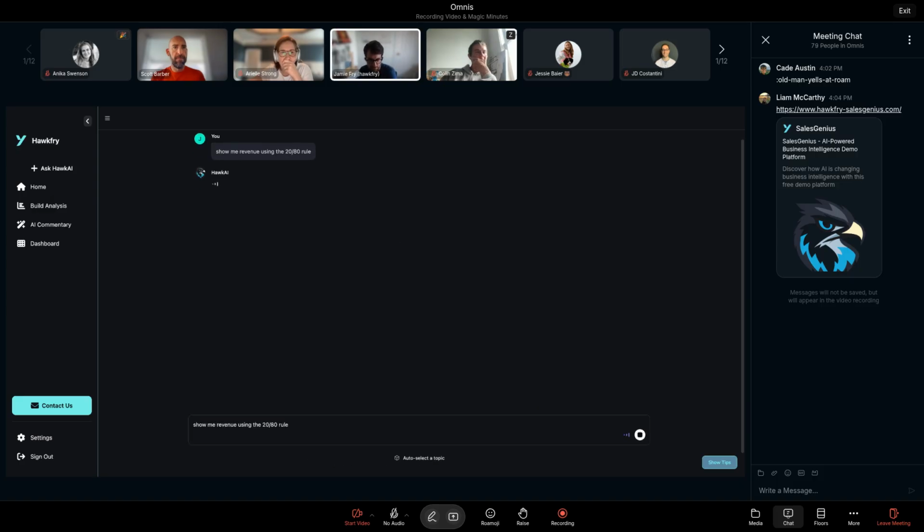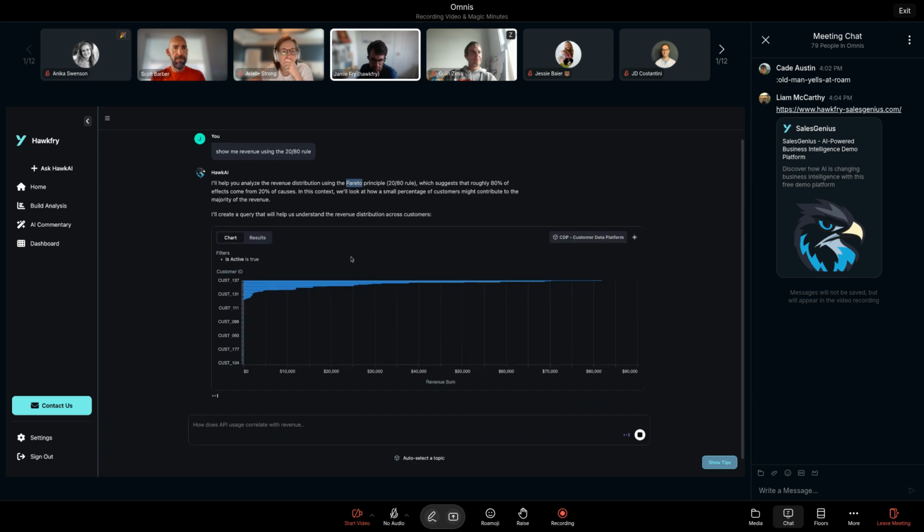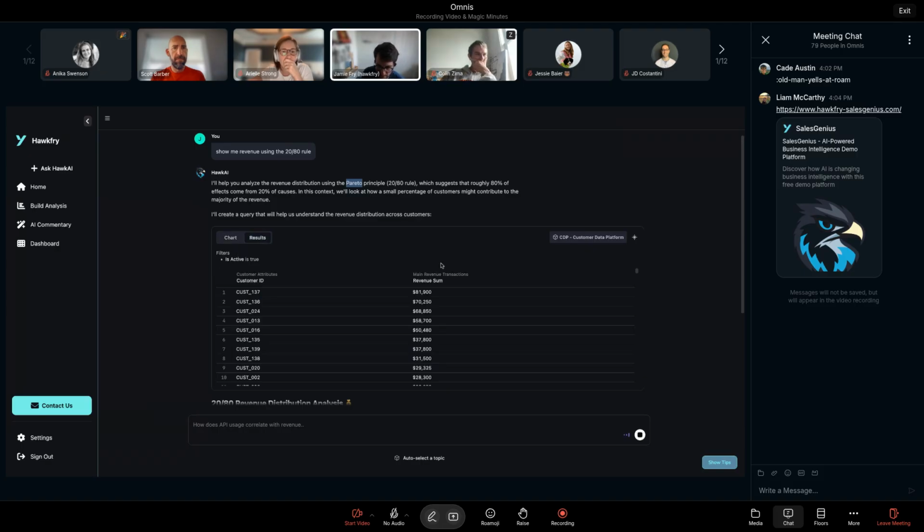So the 80/20 rule is, of course, the Pareto rule: that 80% of your revenue comes from 20% of your customers. You can see there, it's picked up on that from the large language model. And actually, when I asked this earlier, it gave me a slightly different graph, which was easier to read. But if I go here, you can still see it's giving me that. So these are the top 10 customers by revenue.